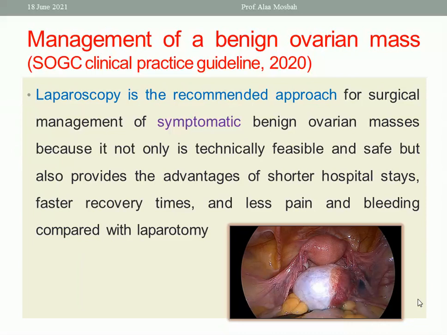Laparoscopy is the recommended approach for surgical management of symptomatic benign ovarian mass. It is technically feasible and safe, and also provides the advantages of shorter hospital stay, faster recovery time, and less pain and bleeding compared with laparotomy. As you see in this picture, the ovarian cyst here was diagnosed by laparoscopy and can be managed in the same setting during laparoscopy by either ovarian cystectomy or oophorectomy accordingly.